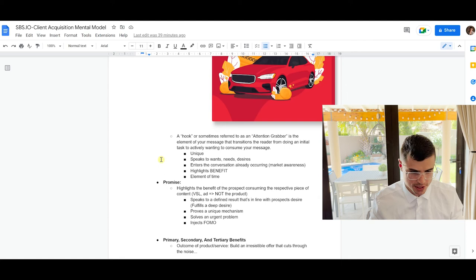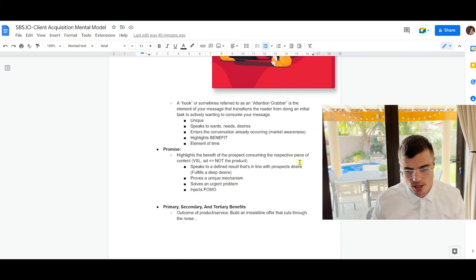It is the element of your messaging that transitions the reader from doing the initial task to actively wanting to consume your message. So it is unique, right? It speaks to the wants and the needs and the desires of your niche. So it also specifically enters the conversation already occurring within the market awareness. So it highlights the benefits, which is important, and then the element of time.